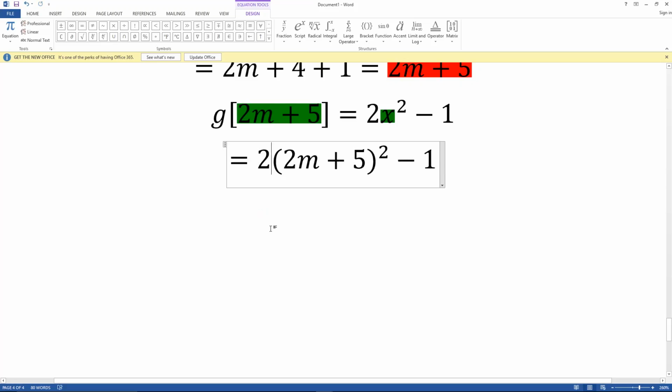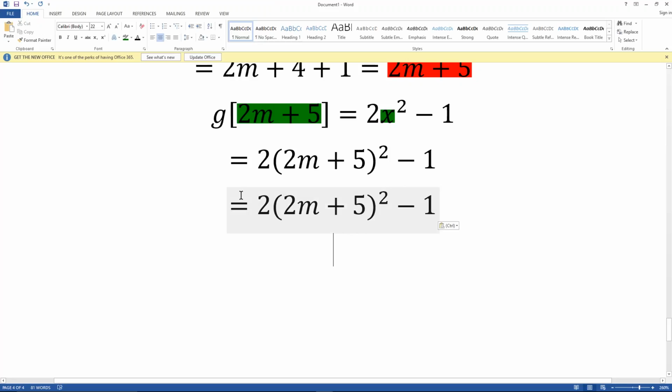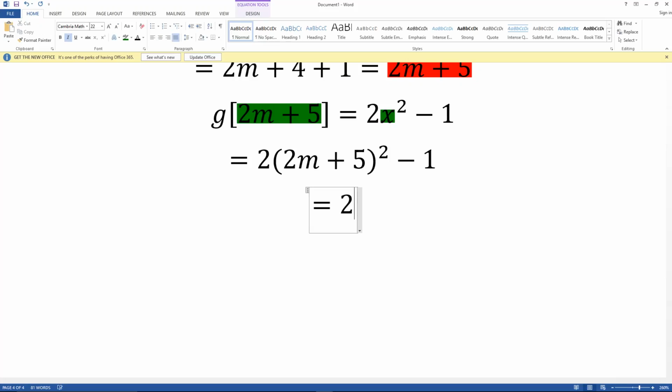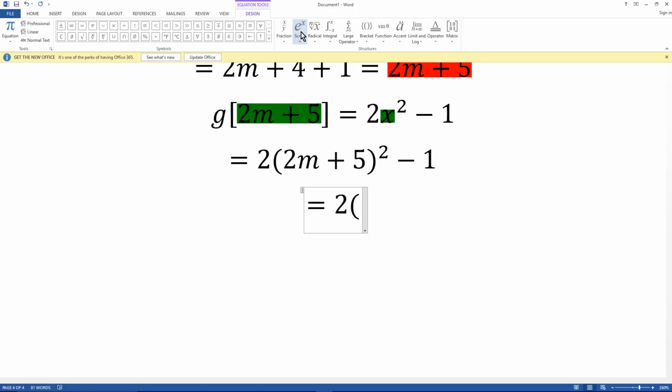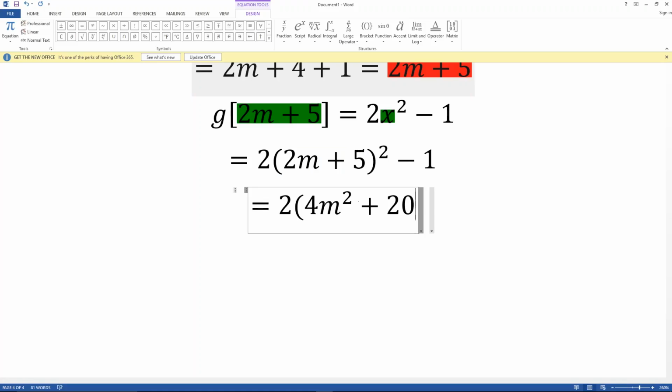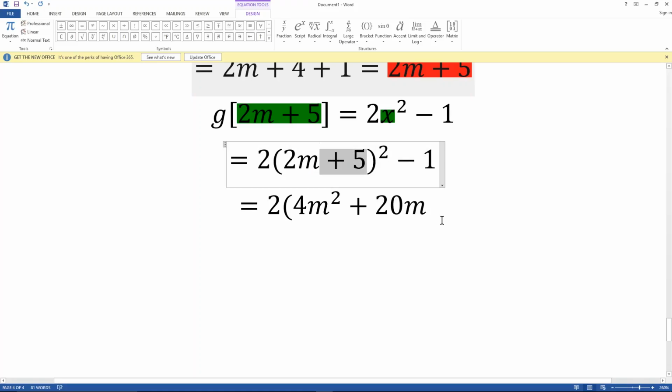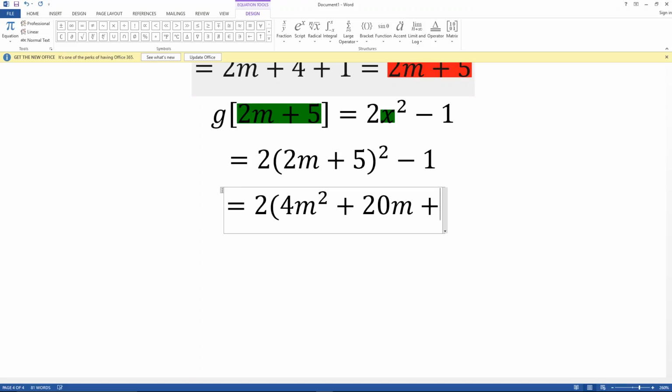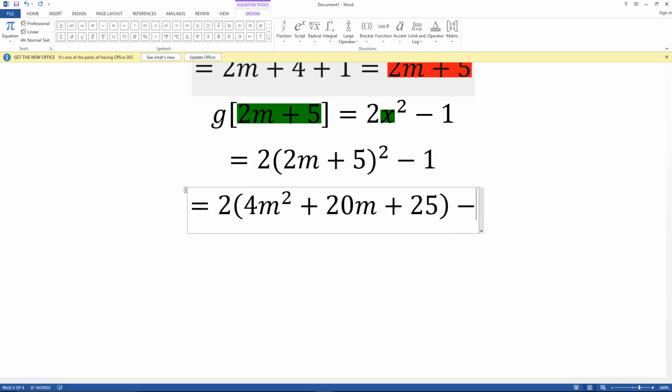So now all you have to do here is basic algebra. Let's not forget about the 2. Let's do the shortcut. Square the first. So what's 2m squared? 4m squared. Multiply the first times the second. So what's 2m times 5? 10m, doubled, 20m. And then square the last. So what's a positive 5 squared? 25, minus 1.